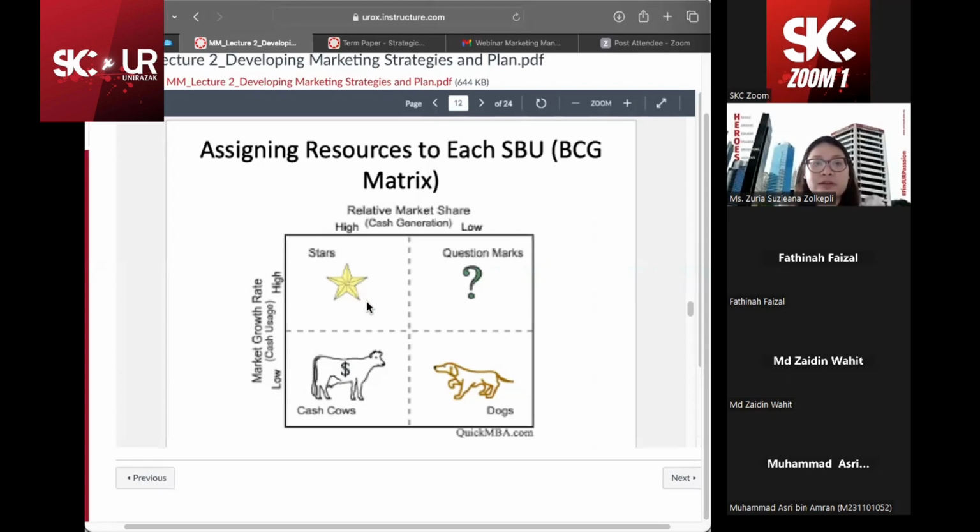Okay, meanwhile for stars, this one is high market share, means that it's very well known to the public, to the customer, and there is still a lot of room for you to sell this product. Okay, people still have a lot of demand on this. Okay, and many things to explore in this product. So maybe you can diversify the product. Bila I cakap product, when I talk about product, it can be applied for service as well.